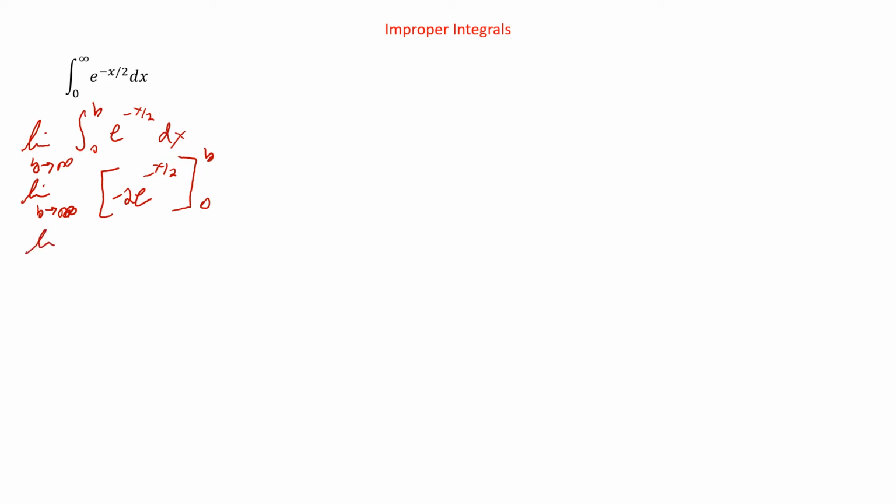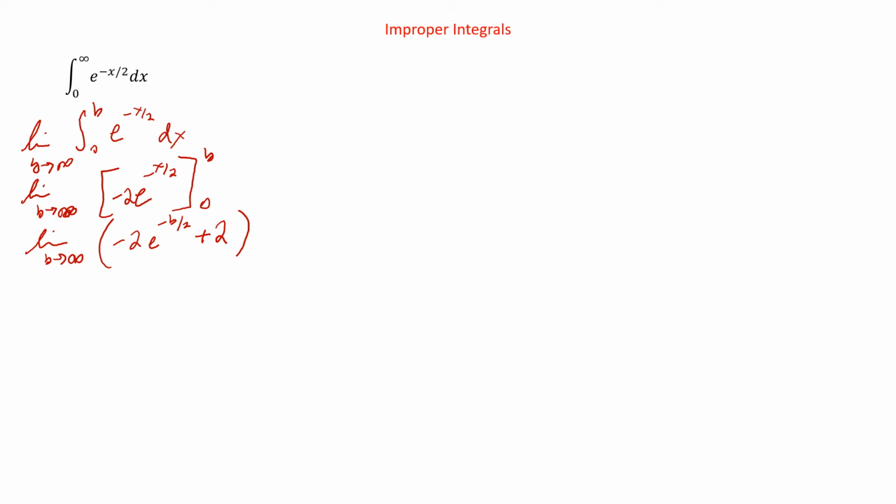So we'll take the limit as b goes to infinity. We're going to plug in b. So we have negative 2 e to the negative b over 2 minus plug in 0. When we plug in 0, e to the 0 is 1, so we have negative 2, so that'll just be plus 2. And now we will take the limit as b goes to infinity.